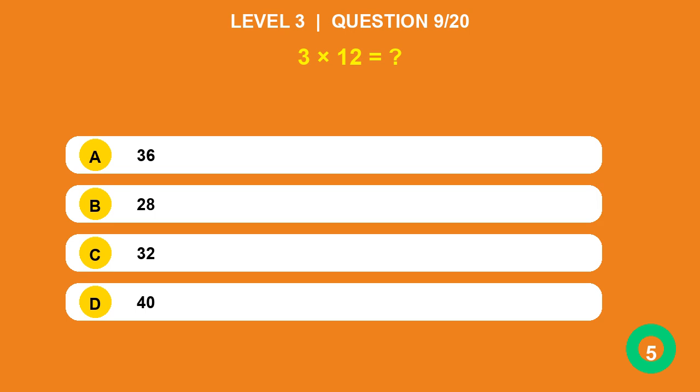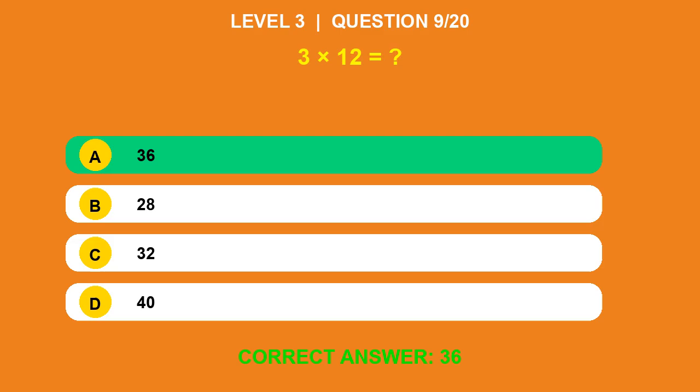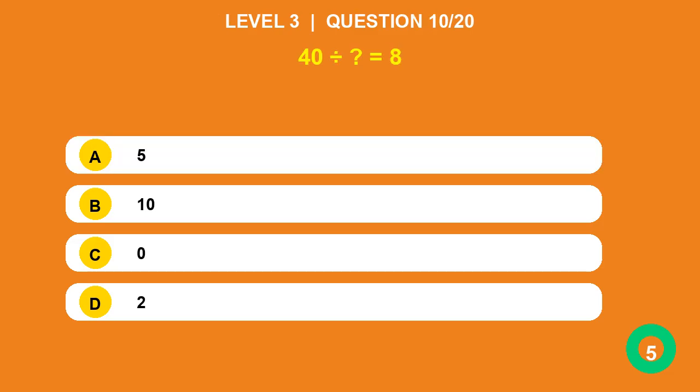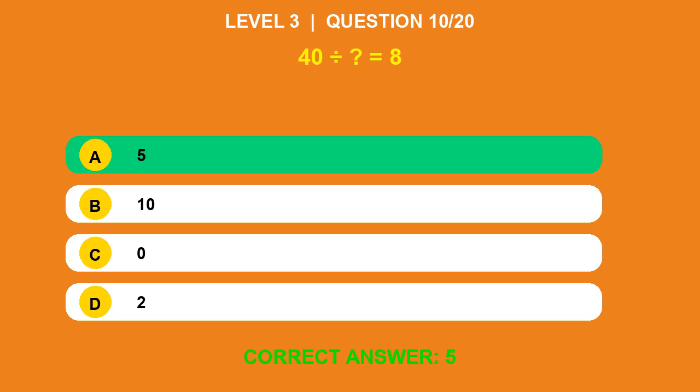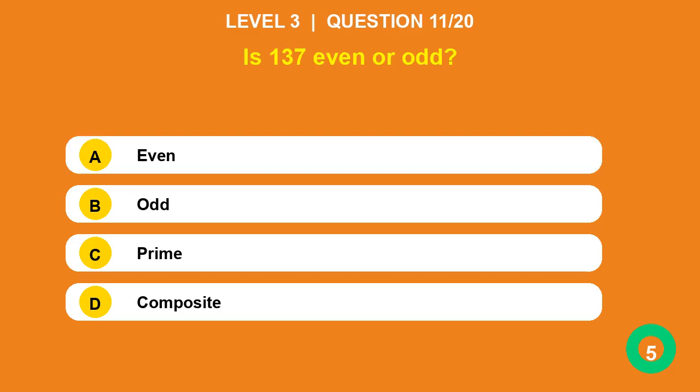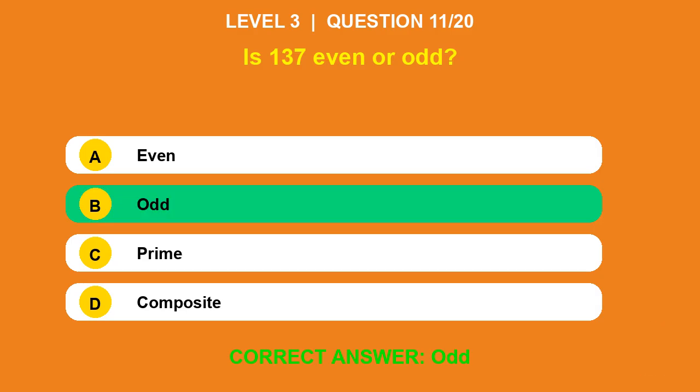3 times 12 equals? Answer is 36. 40 divided by blank equals 8? Answer is 5. Is 137 even or odd? Answer is odd.